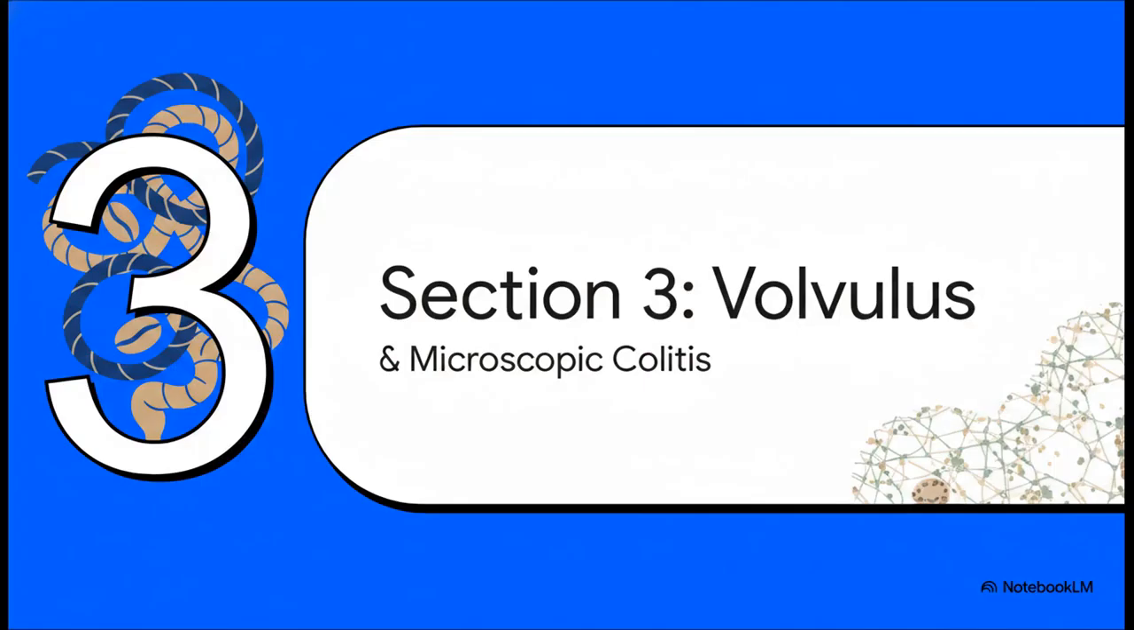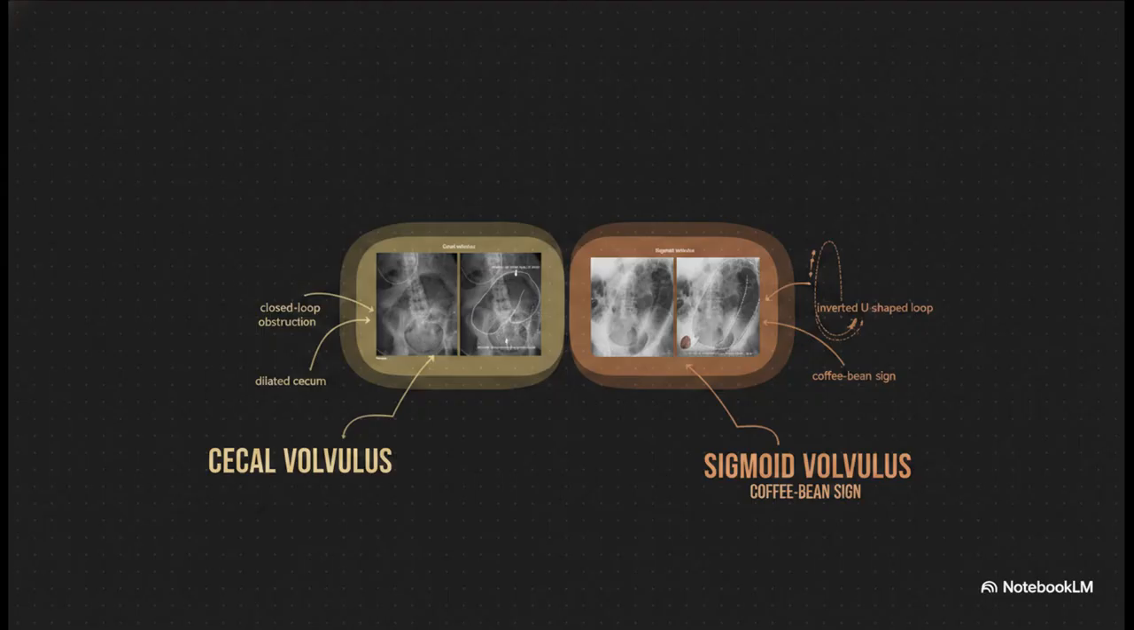Moving on to Section 3, volvulus and microscopic colitis. Notice the stark radiographic differences between the two main types of volvulus here. On the left, you can clearly see the closed-loop obstruction and dilated cecum of a cecal volvulus. But on the right, look at that classic inverted U-shaped loop. That's the famous coffee bean sign, and it's the absolute hallmark of a sigmoid volvulus.